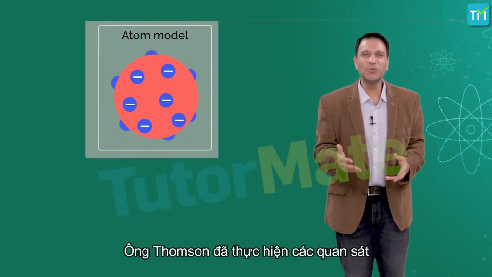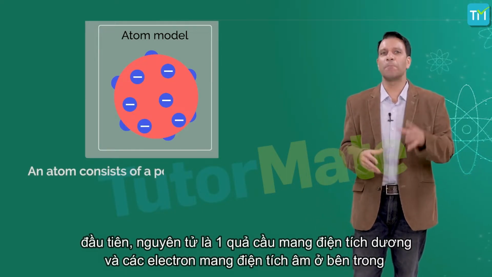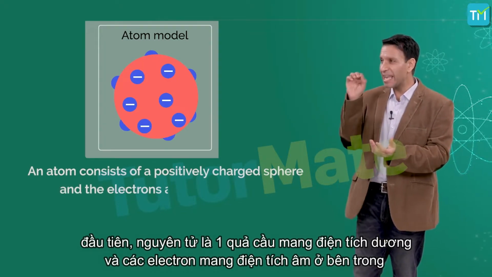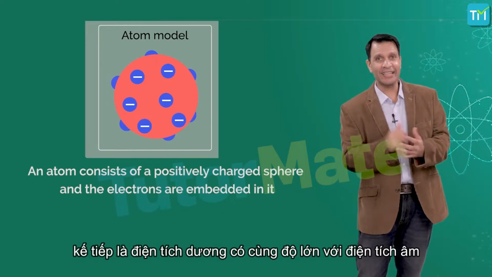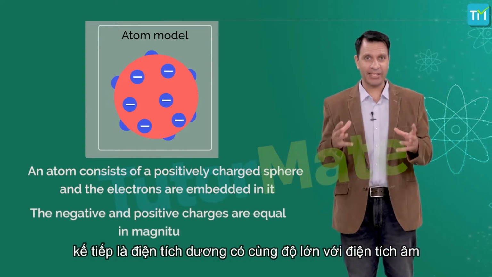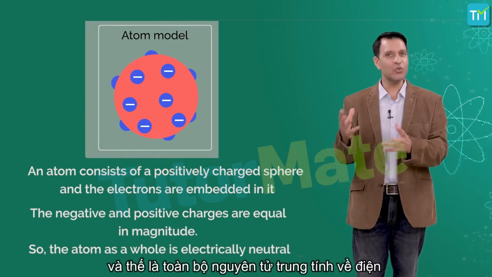Now, Thomson made two observations. First, an atom consists of a positively charged sphere and the electrons are embedded in it. Second, the negative and the positive charges are equal in magnitude. So the atom as a whole is electrically neutral.